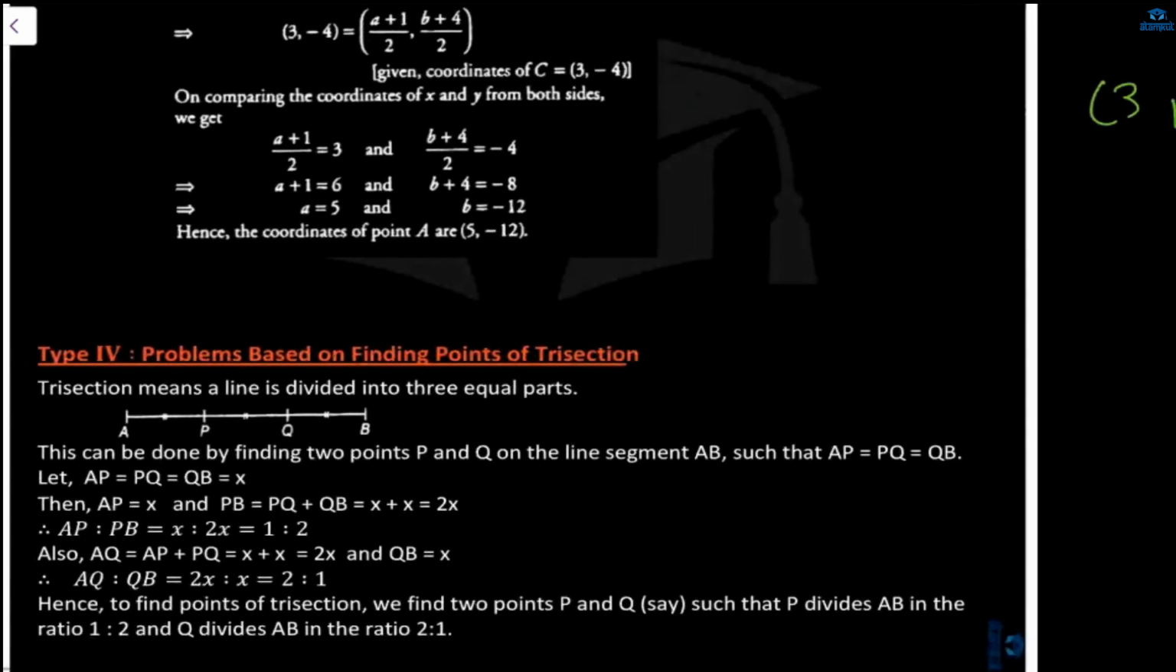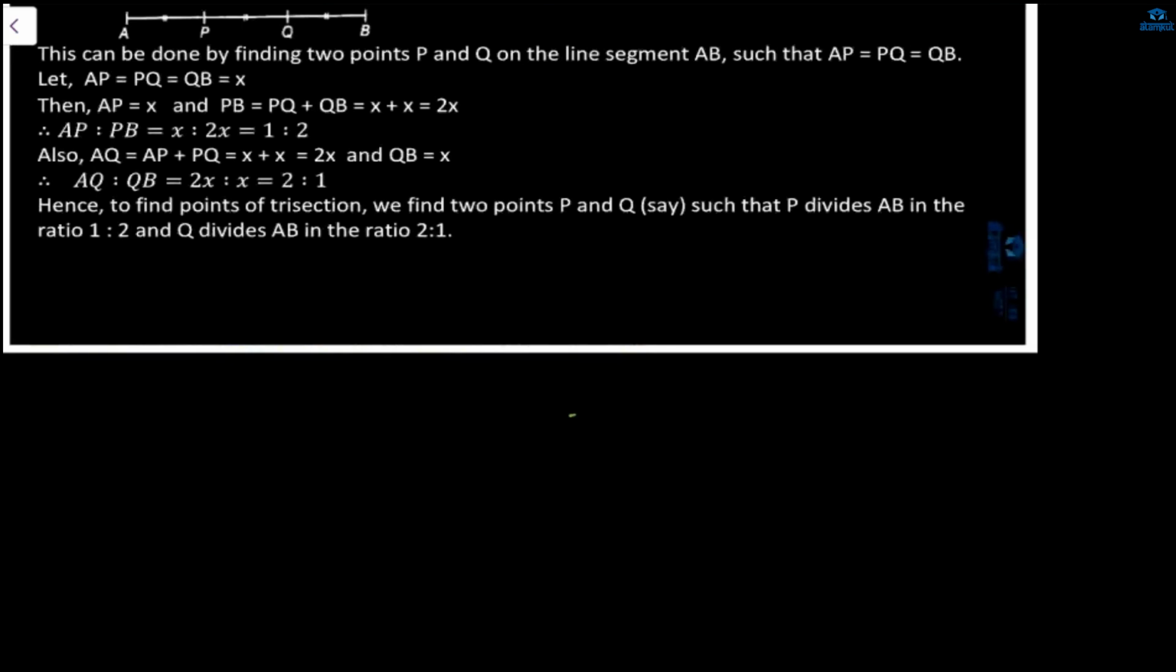Problems based on finding points of trisection. Here the same thing will be applied if it is trisection, or if there are 4 sections. Now understand the concept. When there is a line AB, and it is divided by a single point at the midpoint, because the sections are equal, the ratio is 1:1.